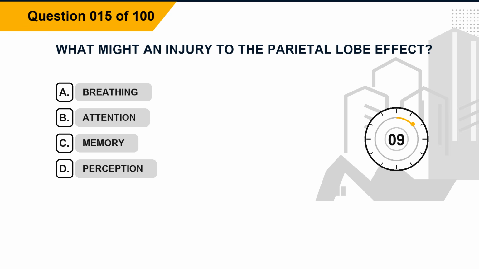Question 15. What might an injury to the parietal lobe affect? Option A, breathing. Option B, attention. Option C, memory. Option D, perception.